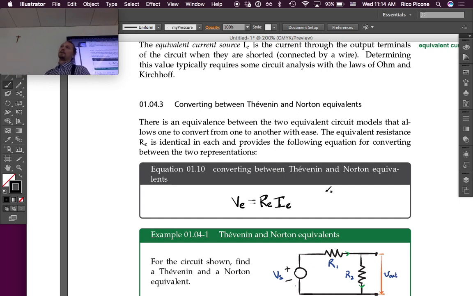I have previously, on an exam, given somebody the Thevenin equivalent and asked for the Norton, or vice versa. And if you know this little conversion, you don't have to go through the whole derivation, which is pretty nice. Tuck that little piece of info away for exam time when you're studying.